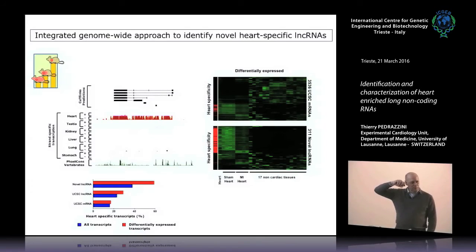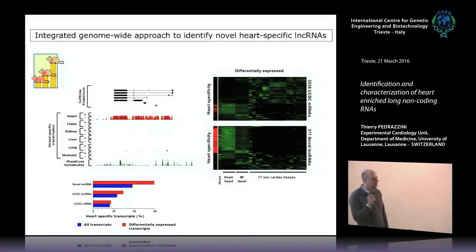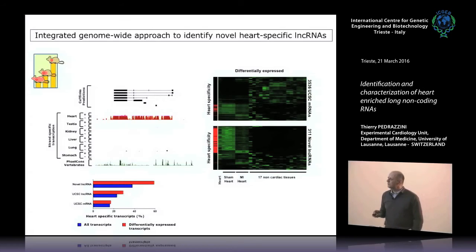And we perform the analysis systematically for all transcripts identified, including the messenger RNA. So you see that you have a few that are heart-specific. But if you consider now the long non-coding RNA group, the novel ones, you see that this is very much increased. And this is the quantification, and this is a very striking finding. If you consider the differentially expressed transcripts, 60% of these transcripts are exclusively expressed in the heart. Very, very high specificity.